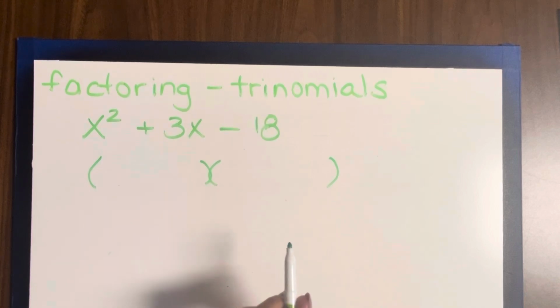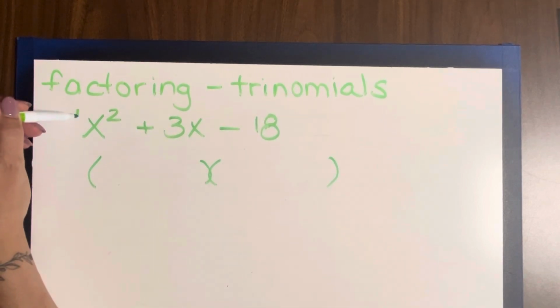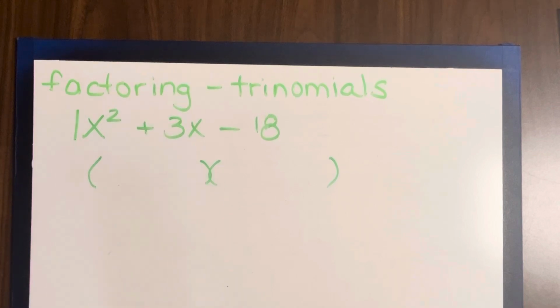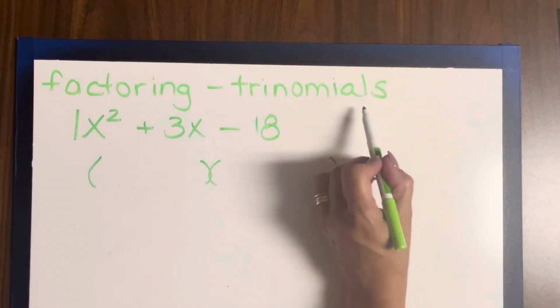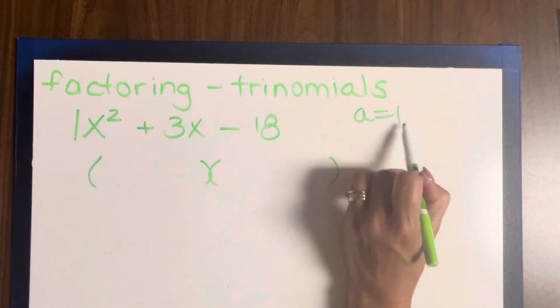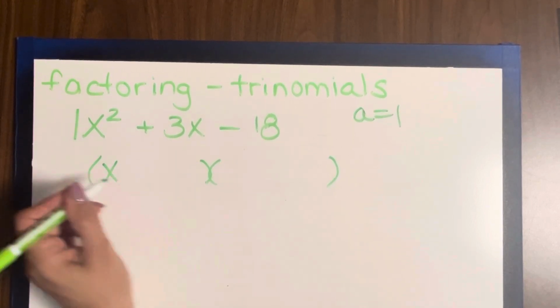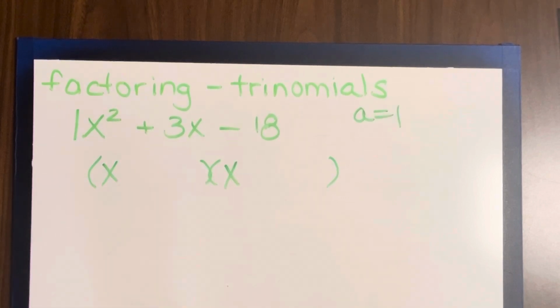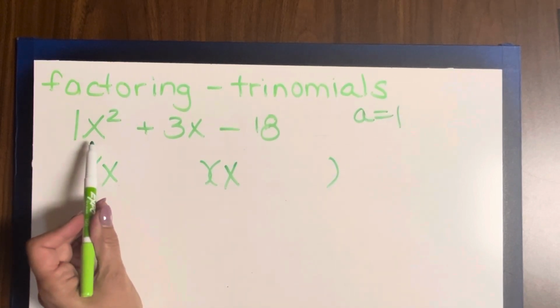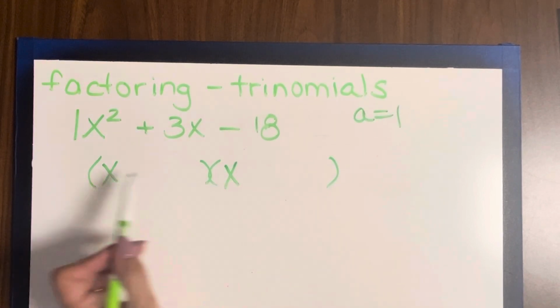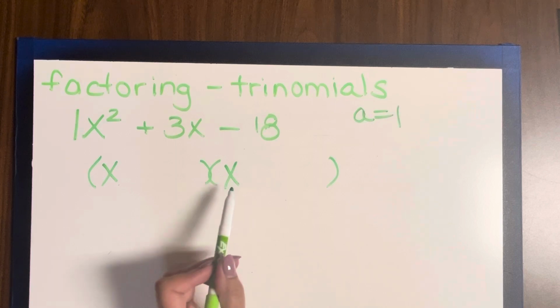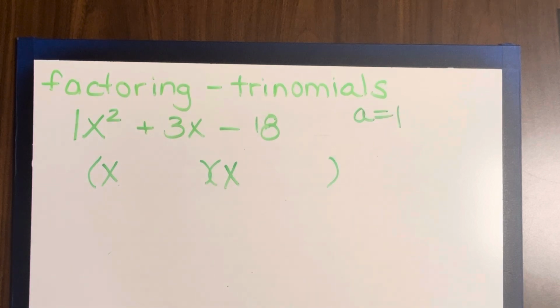Now, for the trinomials that we are doing today, our a value, which is this coefficient out here, is always going to be 1. Right? So we are doing where a is equal to 1. So that means I just have this 1x squared. And we know from other types of factoring, like the difference of two squares, that we're going to take the square root of this. And one of those factors, x, goes into each of the first parts of our parentheses.